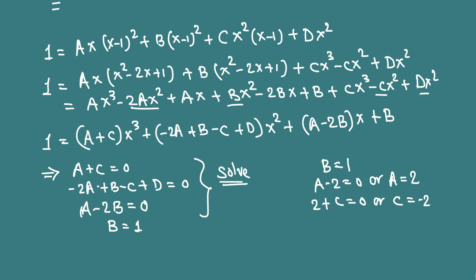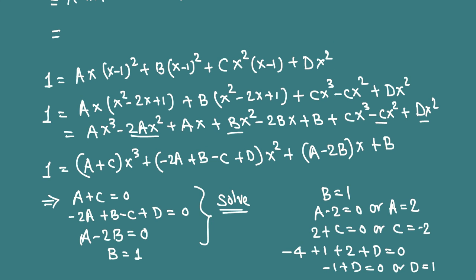So negative 2a, negative 2 times 2, negative 4, plus b is 1, so plus 1, minus c, minus negative 2, so plus 2, plus d, which is unknown, equals 0. So negative 4 plus 1 plus 2 is negative 1. So negative 1 plus d equals 0, so d equals 1. Okay, so a is 2, b is 1, c is negative 2, d is 1. So we go back and plug these values in, and we get the final answer.